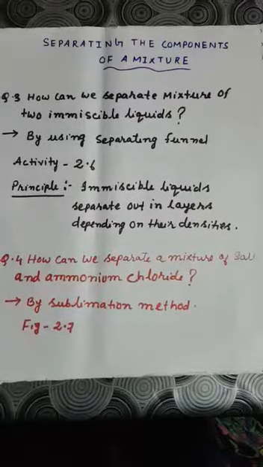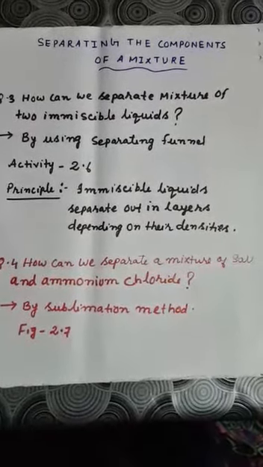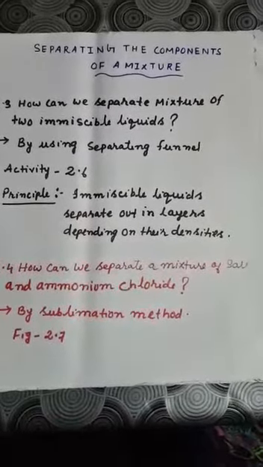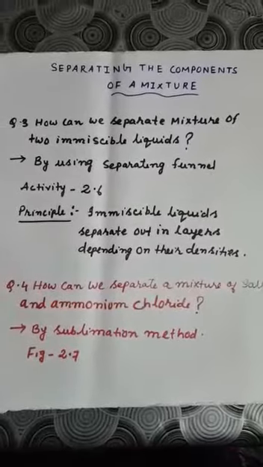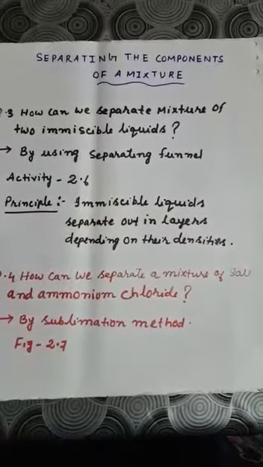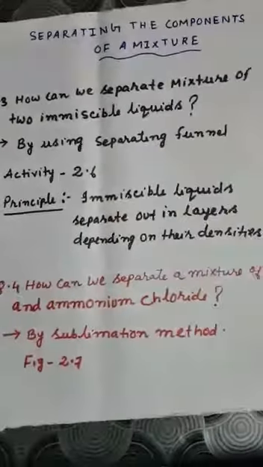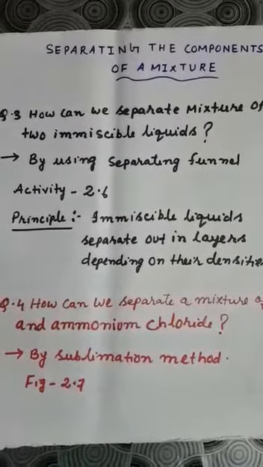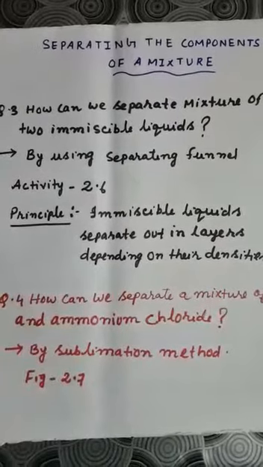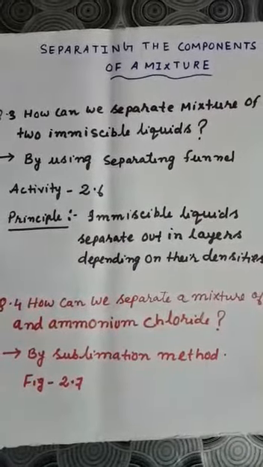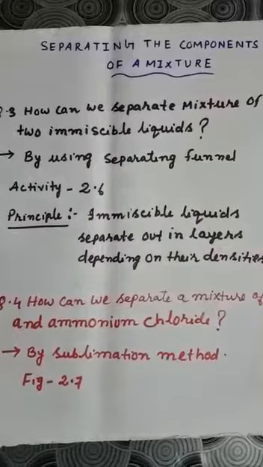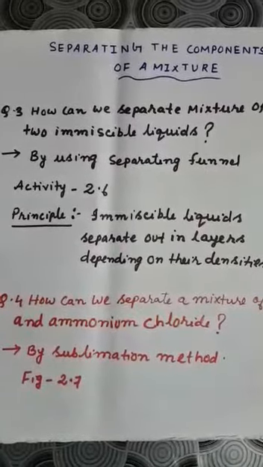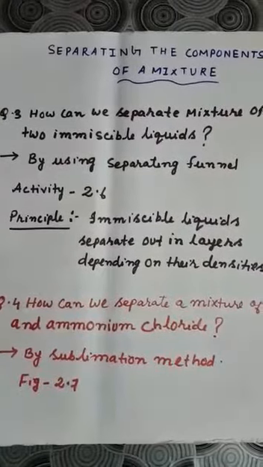Please take out your book and open activity number 2.6. So what happens? We know that immiscible liquids separate out into layers depending on their densities. In activity 2.6, you have seen what is taken: kerosene and water. So which one has higher density? Water. So when you mix these two liquids and pour them into a separating funnel, you have to keep it undisturbed for some time.